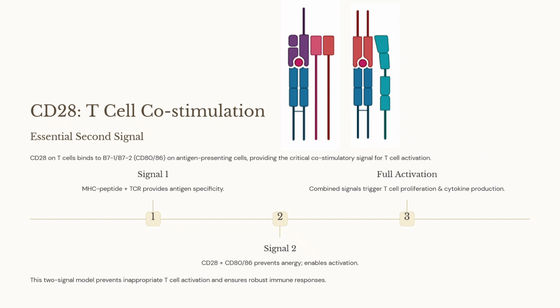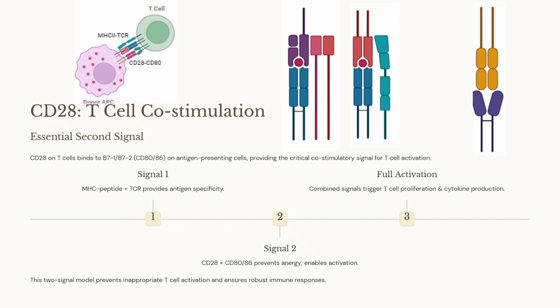MHC binding to the T cell receptor. Signal 2 is the CD80 or 86, which are present on the antigen presenting cells. This binds to CD28 on the T cells. Without this second signal, the T cells will become unresponsive or anergic. This safeguard prevents unwanted activation of the T cells against self antigens, thereby reducing autoimmunity.